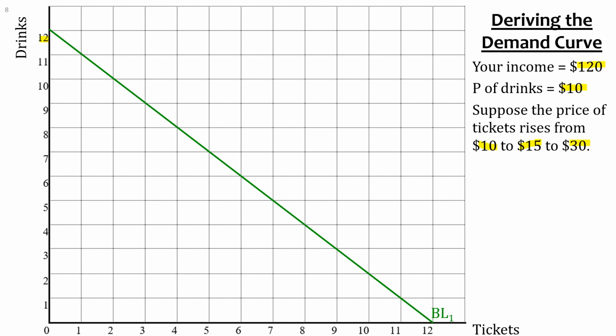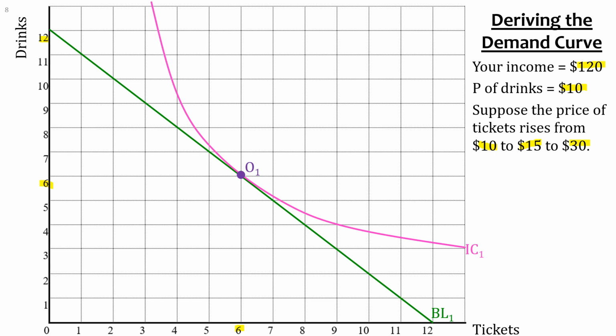Looking at the first budget line, we also want to find our optimal consumption bundle. For that, you need to have that curvy thing, the indifference curve. If you remember, the optimal point is where the two lines are barely touching. So in this diagram, it's going to be O1. That's the optimum, where the consumer is consuming 6 units of each product.